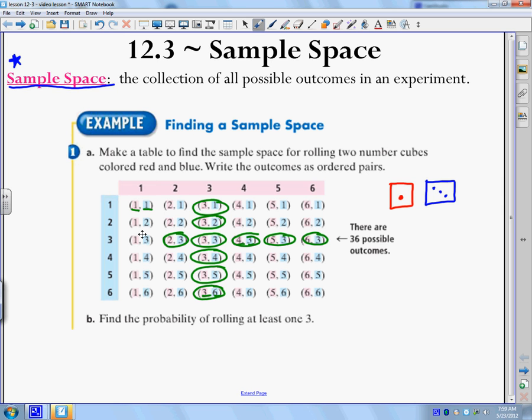And I look at how many I have, and I count them up: 1, 2, 3, 4, 5, 6, 7, 8, 9, 10, 11. And the probability of rolling at least 1 three equals 11 out of 36 total outcomes. So it's 11 out of 36.